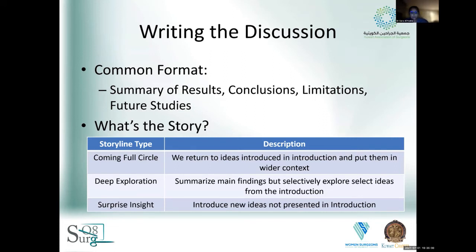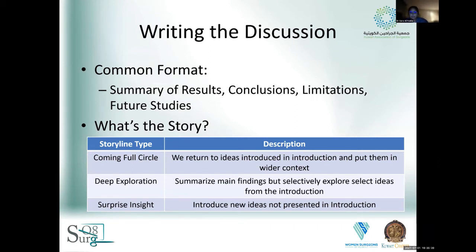So when we talk about what's the story, we have storyline types, okay? The most common one is coming full circle. So we introduce ideas in the introduction, and now we're just gonna put them in the wider context. Does it match what other people said, or does it refute what they said, basically?